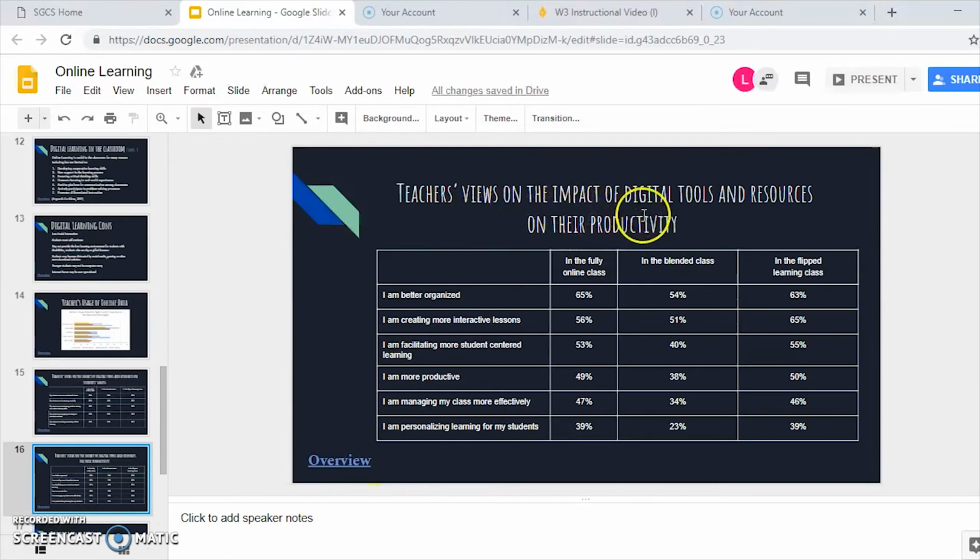Teachers' views on the impact of digital tools and resources on their own productivity. In the fully online class, blended class, and the flipped learning class. I am better organized. I am creating more interactive lessons. I am facilitating more student-centered learning. I am more productive. I am managing my class effectively. I am personalizing learning for my students. And here's the data, the percentages.